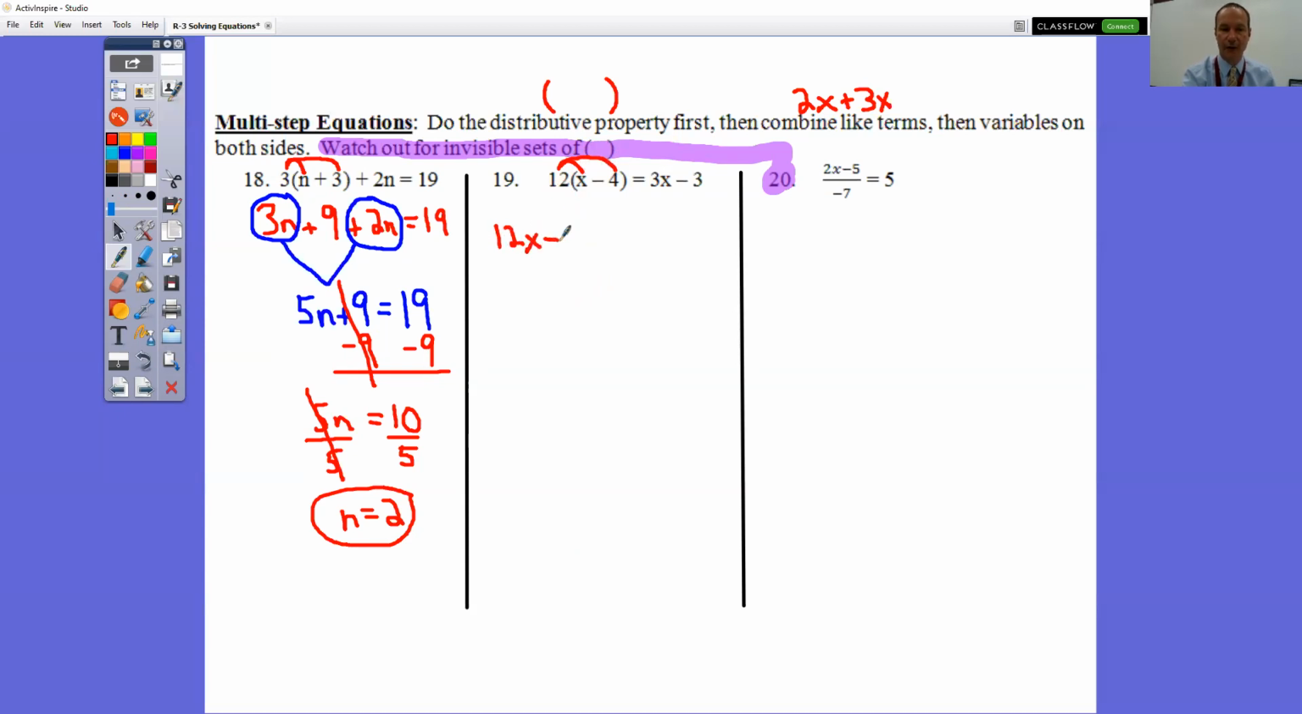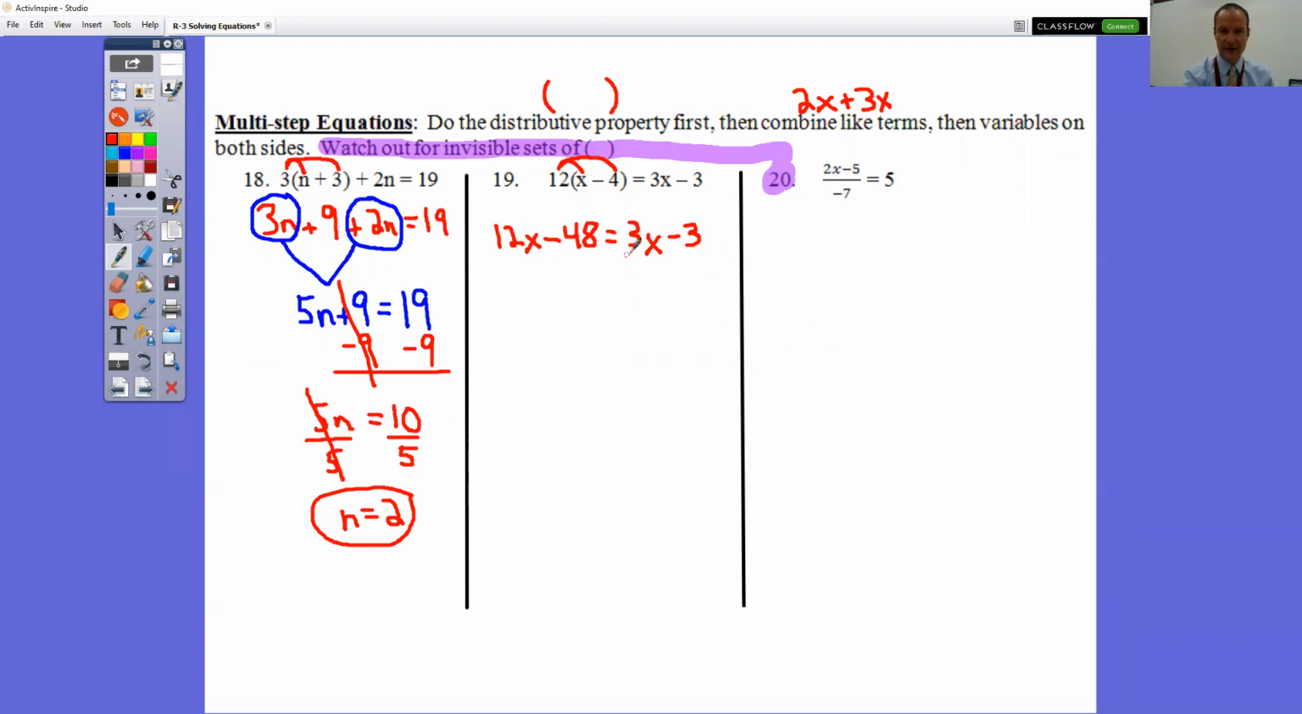12 times -4 is -48. Bring down everything that we didn't use yet. So bring down your equal sign, bring down your 3x, bring down your -3. Now, in this problem, we don't have combining like terms. We don't have letters on the same side of the equal sign. These letters, the 12x and the 3x, are on different sides of the equal sign.